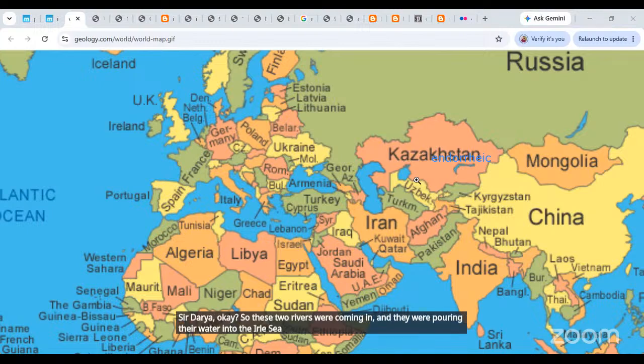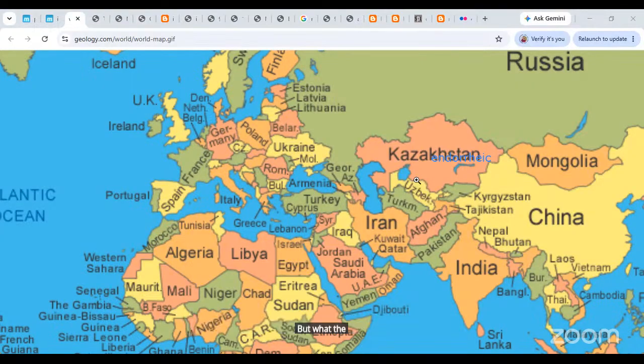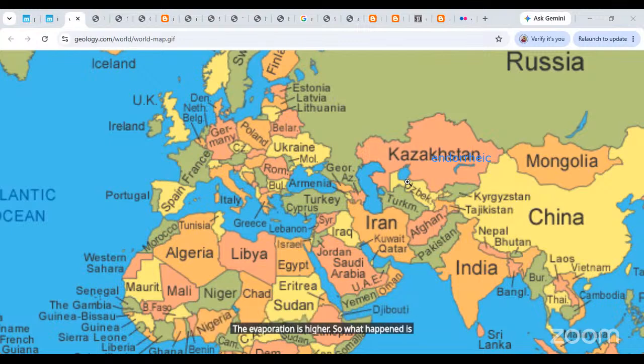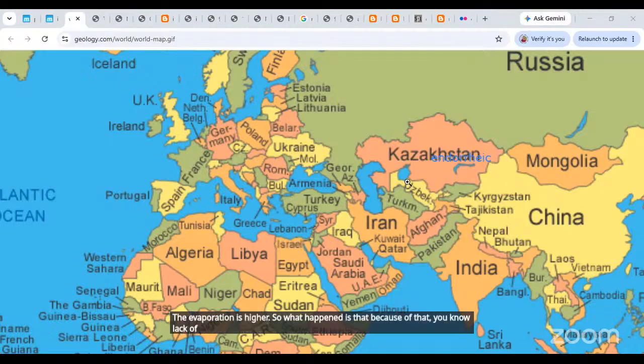Clearly there were a lot of economic activities, fishing, boating, tourism and all, going on in the Aral Sea at that time. But what the USSR government did is, because they wanted to grow cotton, they diverted the water from these rivers towards other irrigation projects. Clearly Amu Darya and Sir Darya were not pouring enough into the Aral Sea anymore, so the size of the Aral Sea started shrinking. This is also a pretty hot region, meaning the evaporation is higher, especially on this side. Because of that lack of water received from the rivers, this lake started shrinking.